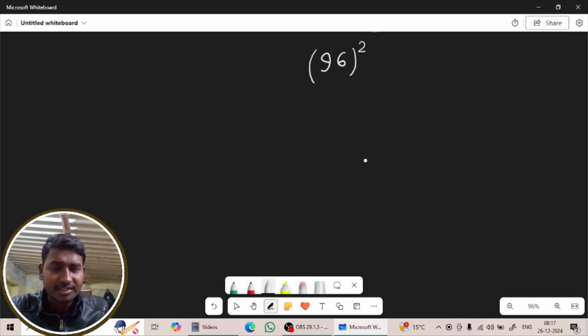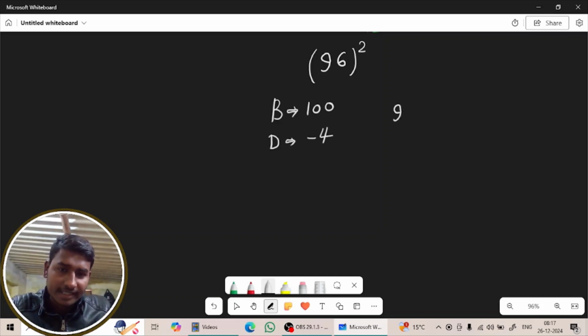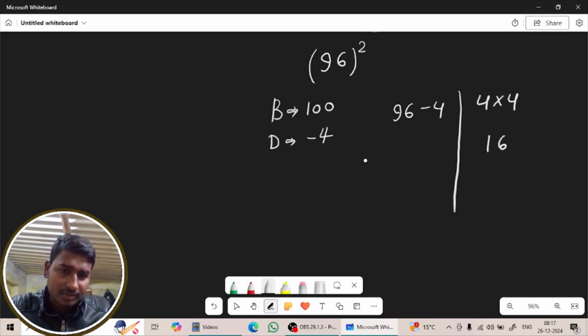If you want to use the base and deviation method, the base is actually 100. This is very much closer to 100. And what is the deviation here? It is a negative deviation, 4 lesser than 100, so negative 4 is the deviation. Now what do you need to do? 96 is lesser than 100, so we need to subtract this deviation, negative 4. And on this side, 4 times 4 we need to do. So this is 16 and this will give you 92.